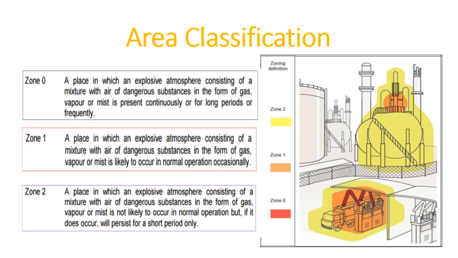Zone 1 is where the explosive atmosphere consisting of the mixture of air and dangerous substances in the form of gas, vapor or mist is likely to occur in normal operation occasionally. And zone 2 is a place where the explosive atmosphere consisting of a mixture of air and dangerous substance in the form of gas, vapor or mist is not likely to occur in normal operation, but if it does occur, will persist for a short period of time only.